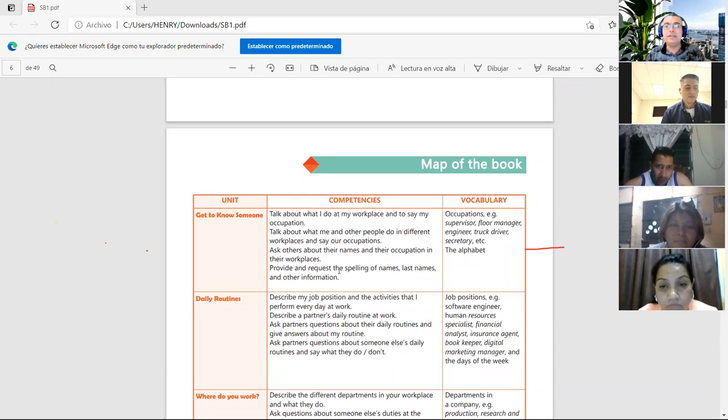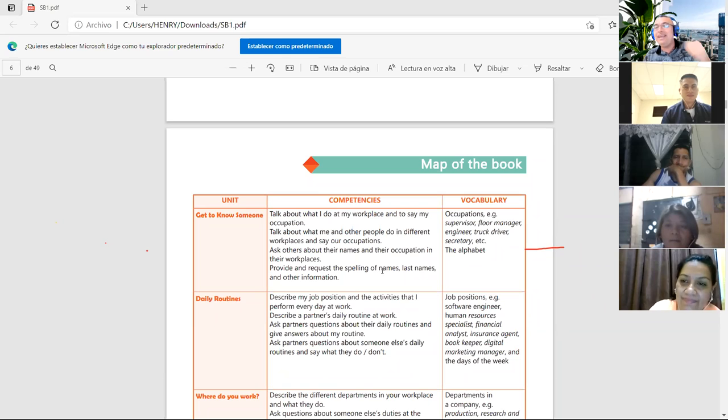Provide and request the spelling of names. Van a sugerir y pedir o solicitar los nombres. Y como decía, my name is Henry, right? H-E-N-R-Y. Okay, Anna, A-N-A, right? David, David, David. Rafael, spell David, por ejemplo.